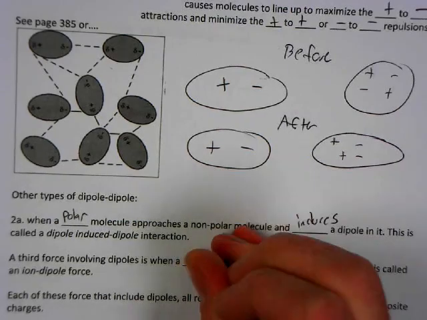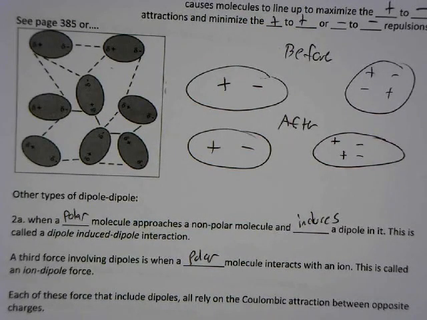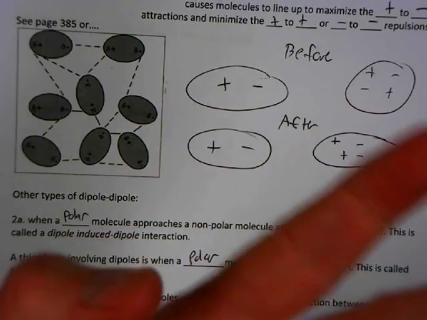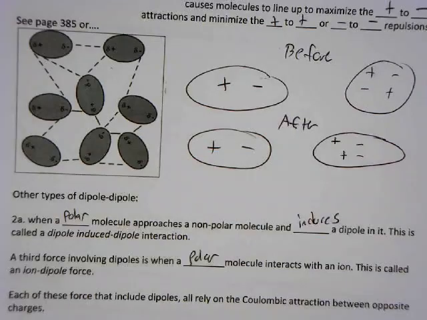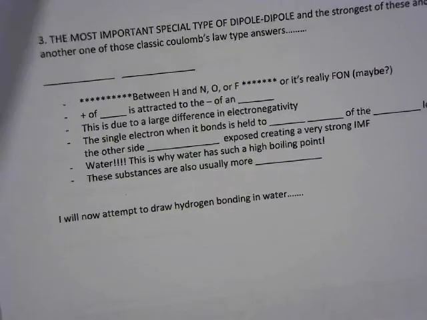A third force involving dipoles is when a polar molecule interacts with an ion. This is called an ion-dipole force. It's kind of basic. I'm just throwing them out there so you've heard of them. Each of these forces that include dipoles all rely on Coulomb's law. There has to be opposite charges in order for there to be a dipole, because di means two different charges. Flip the page.